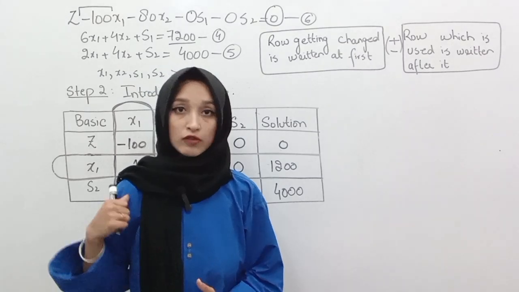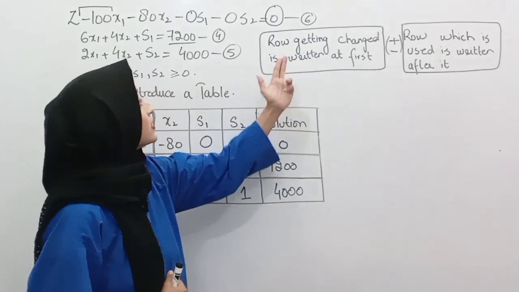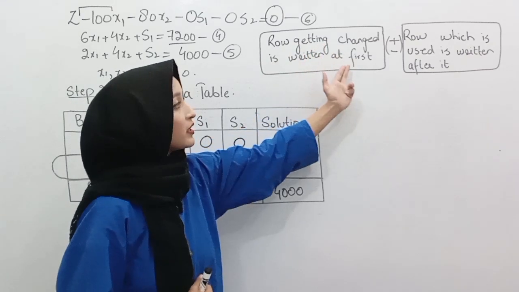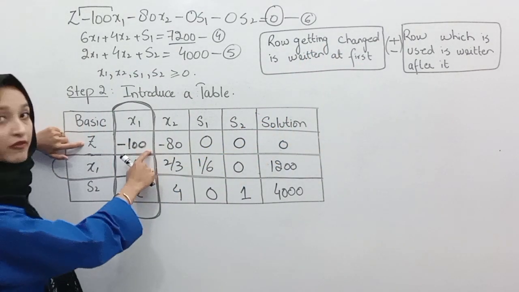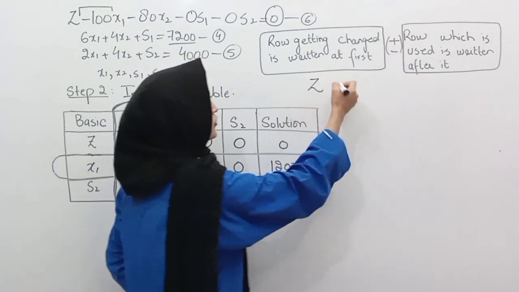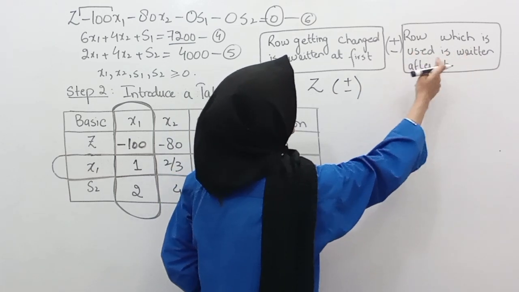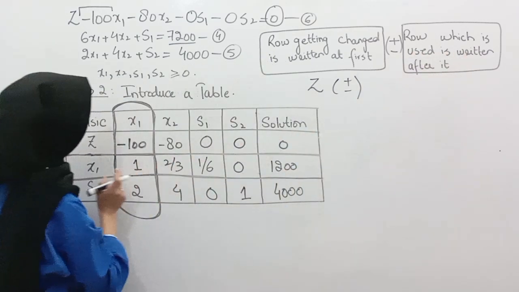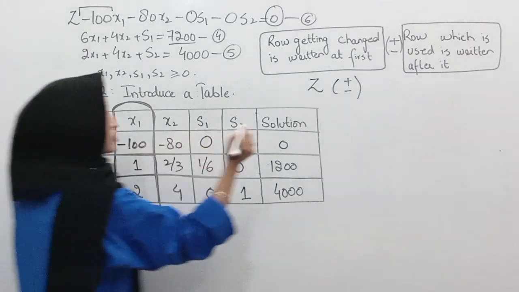Okay, so before solving it further, let me tell you something about the row operations. That is, the row getting changed is written first. See, we have to change the row z here. We have to make 0 here. So we write z first, then write plus minus, and then the row which is used is written after it. So we are using the row x1 to alter z. So we use x1 here.